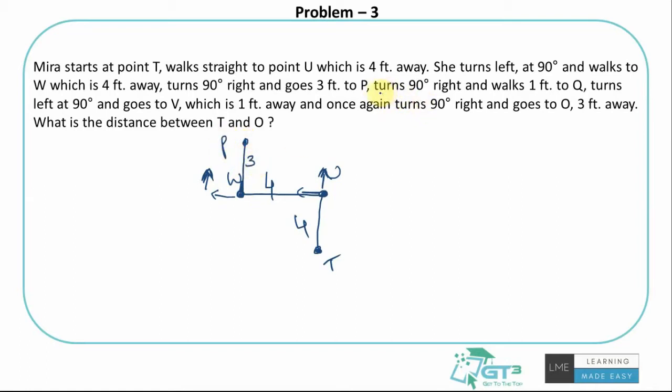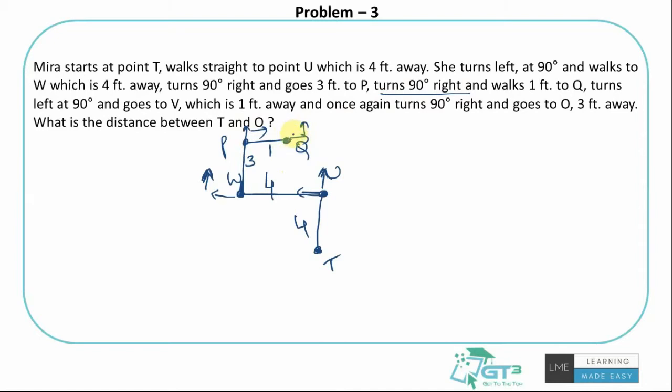She turns 90 degrees right and walks another 1 feet. So she is now facing north. She turns right, that is in this direction. She walks for another 1 feet to Q. Turns left, she is facing this direction, so she is turning left, that means she should be now walking towards north again.